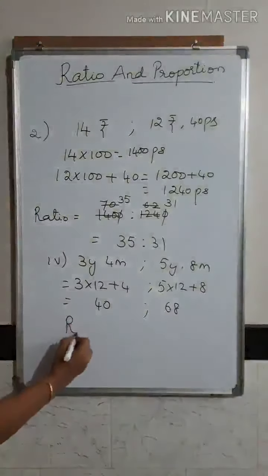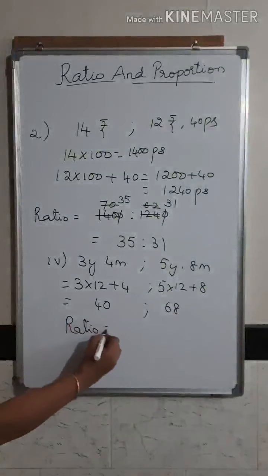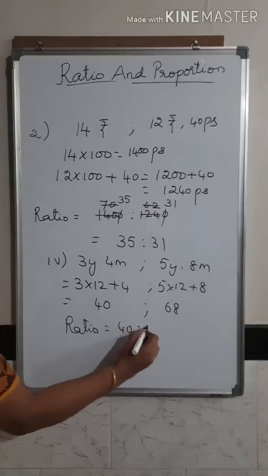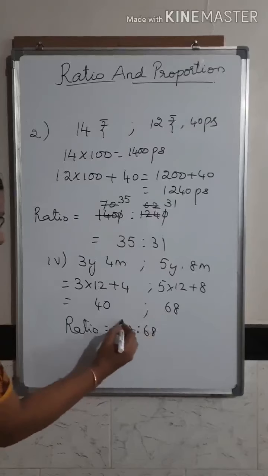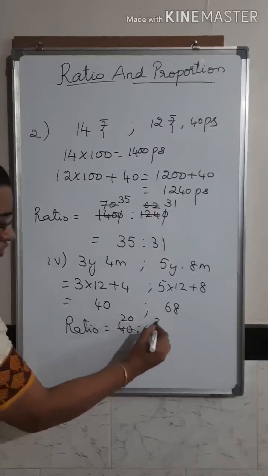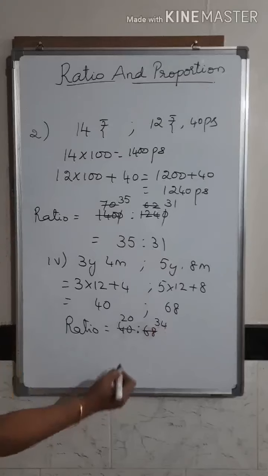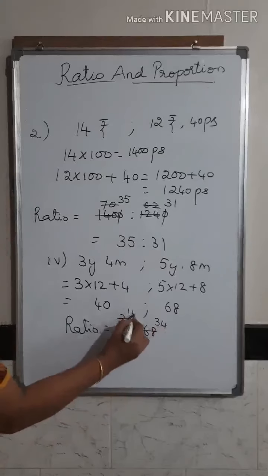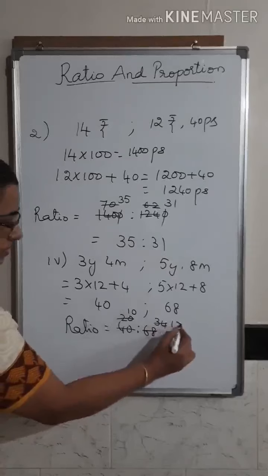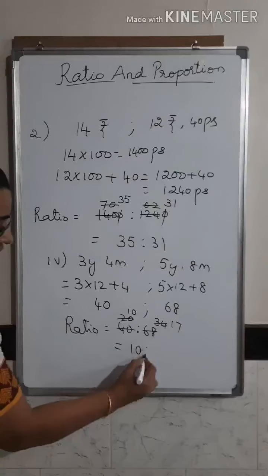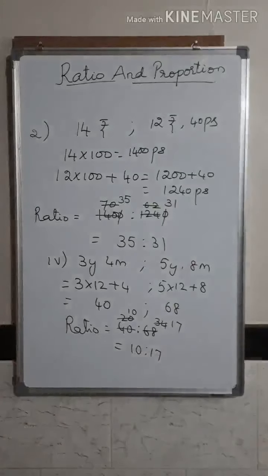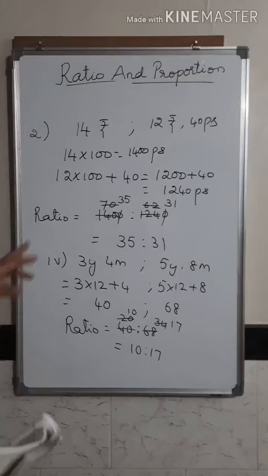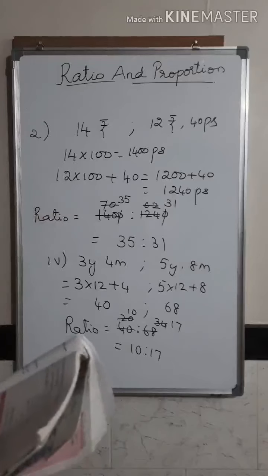Now you write what is the ratio. So ratio is 40 is to 68. Now you have to cancel it. So 20 times, 2 3s are 6, 2 4s are 8. Again you can cancel it. 2 10s are 20, 2 17s are 34. So you get the answer as 10 is to 17. So this is how you have to simplify and write the ratio in the simplest form after converting it into the same units.